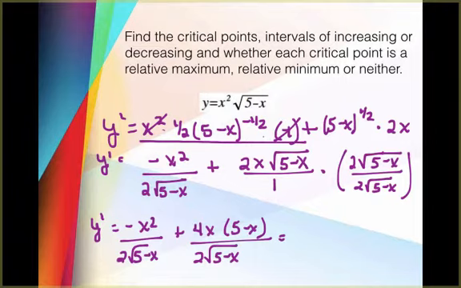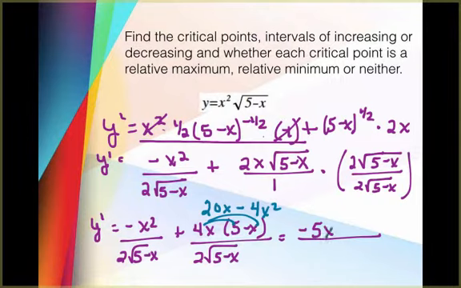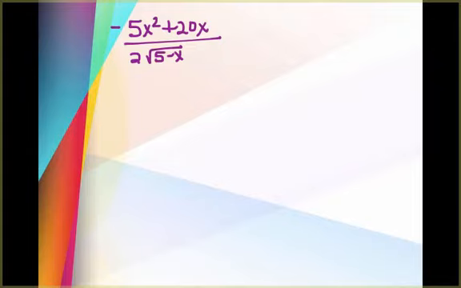So let's change colors here real quick. On this part we get 20x minus 4x squared. And then by combining like terms on the numerator, we now get negative 5x squared plus 20x over 2 square root of 5 minus x. That's the problem that I want to work with when I'm looking for my increasing and decreasing and my maximums and minimums. So let's take this and get our critical points.